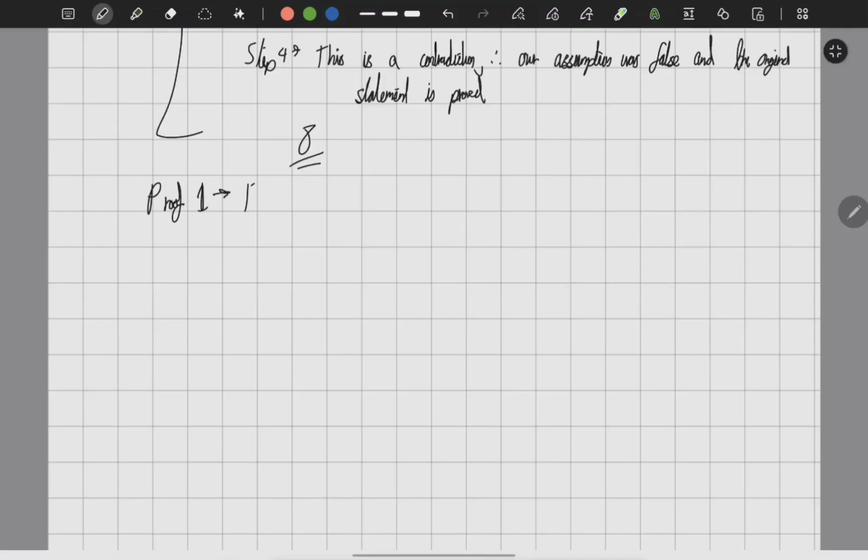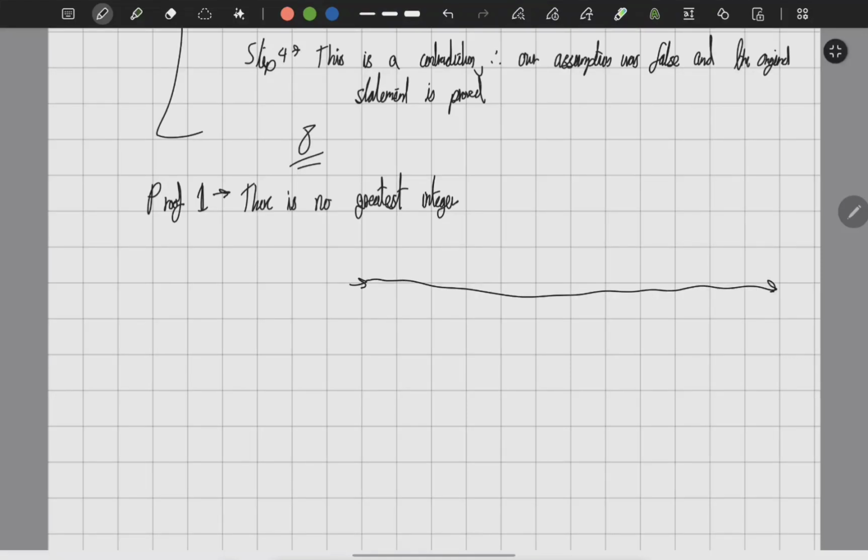So proof number 1: there is no greatest integer. So obviously we know that if we draw a number line, it will go on for infinity, like it doesn't stop. So we need to prove this.